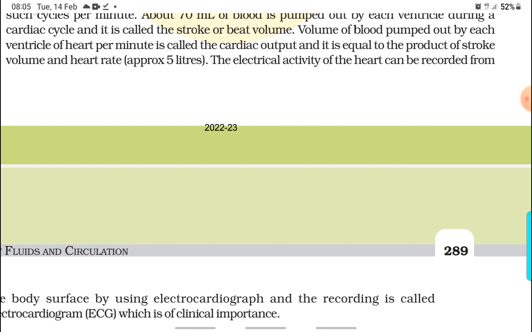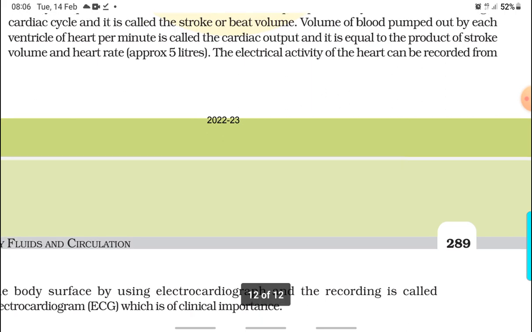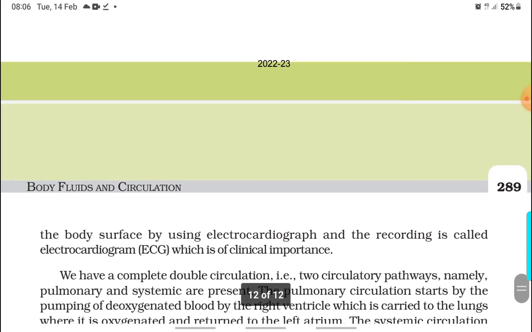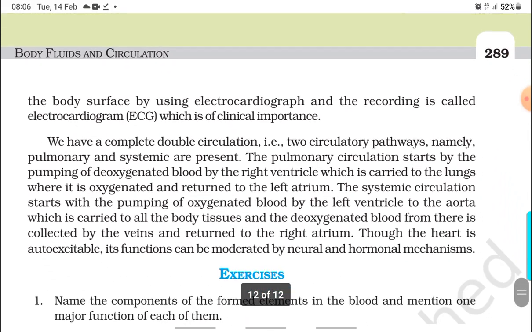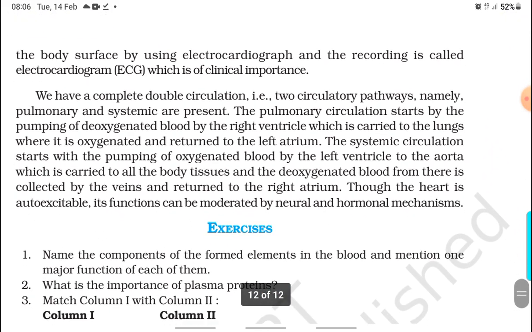Volume of the blood pumped out by each ventricle of the heart per minute is called the cardiac output and is equal to the product of stroke volume and heart rate, approximately 5 liters. The electrical activity of the heart can be recorded from the body surface by using an electrocardiograph, and the recording is called an electrocardiogram, ECG, which is of clinical importance.